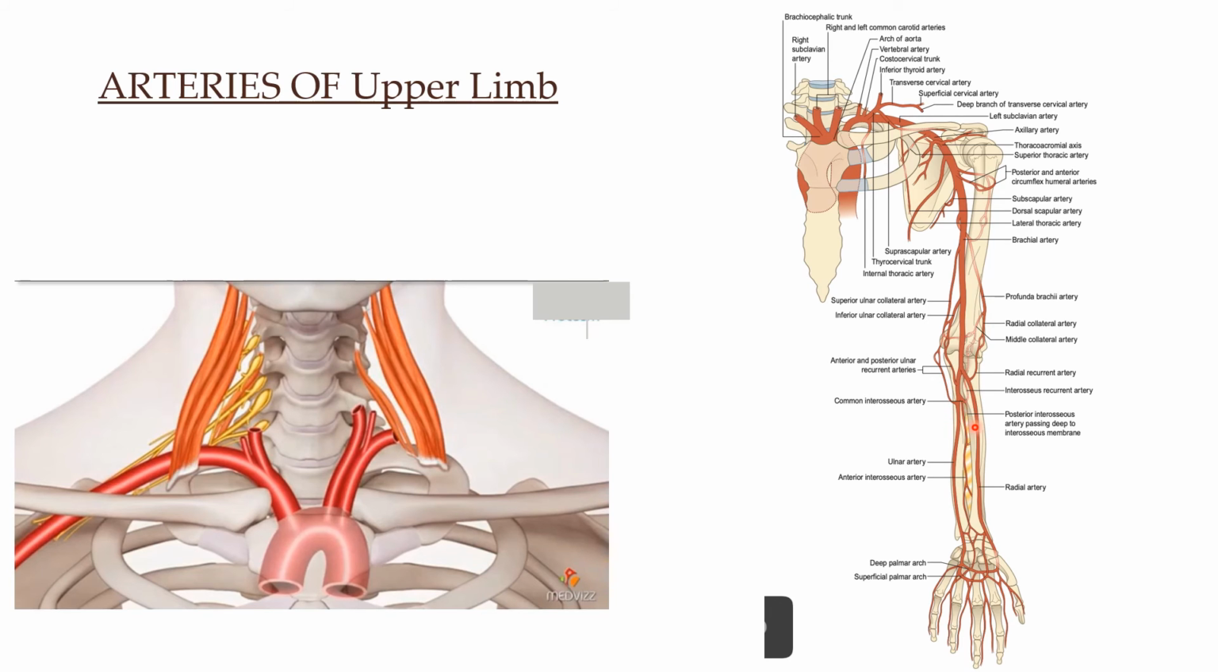Radial and ulnar arteries will then descend down in the forearm, and after giving all the muscular branches and the anastomotic branches, both the arteries will descend down, will enter into the palm and will form the deep and superficial palmar arches. So this was a brief idea about the arteries present in the upper limb. The details of these arteries will be taught to you in future sessions.